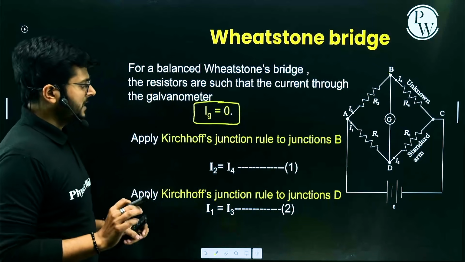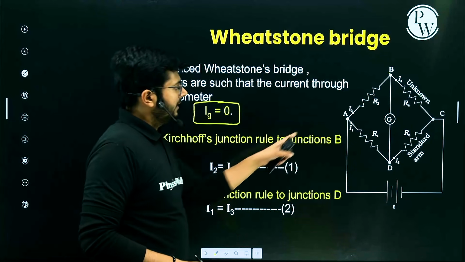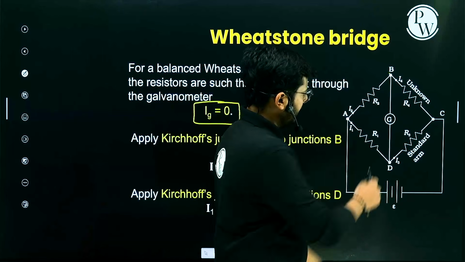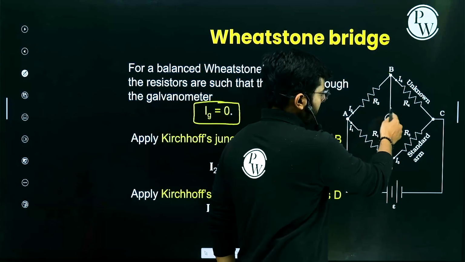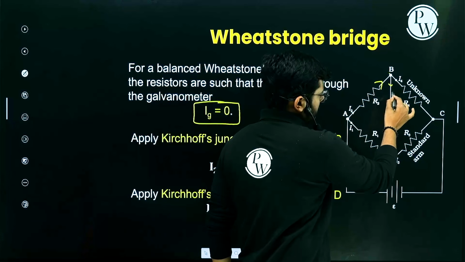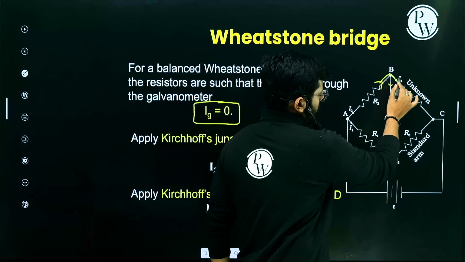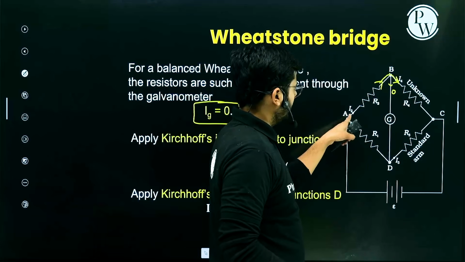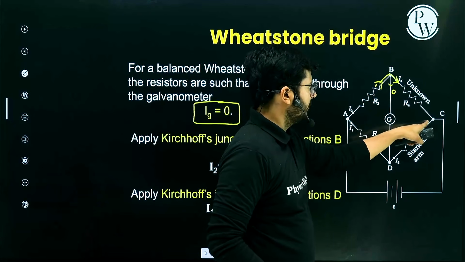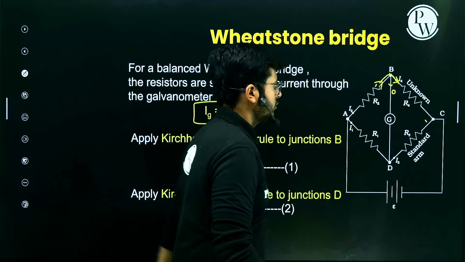In this specific situation, we have observed that there is no current flowing this way, because the galvanometer is balanced. So whatever current goes in this path, zero current flows. All the current has to move in this way only. Whatever current starts over here, none of that is divided. All of that follows through. So I2 and I4 have to be the same.